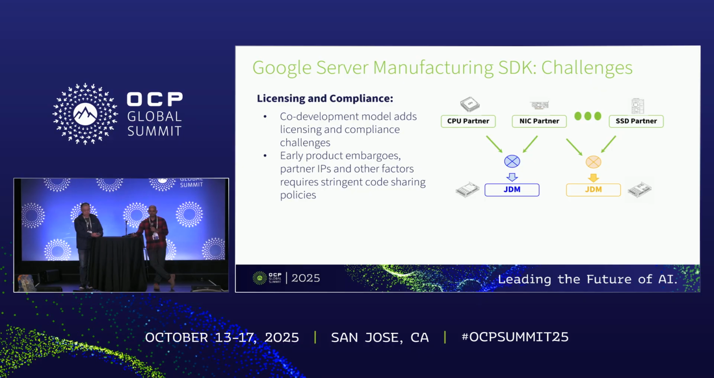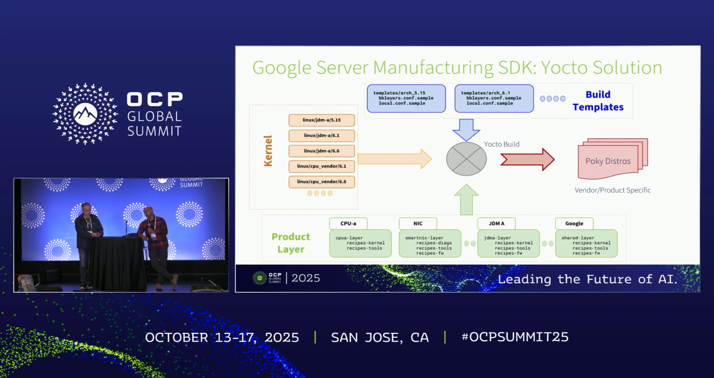So number one is licensing and compliance. For example, there are various things. There might be early product embargoes or partner IP. So we cannot just share everything with everybody, right? So how do we handle this one, right? And then we have to create the right version of software for each party, while working through licensing and compliance. For that, Yocto actually helps. It has a better solution, right?